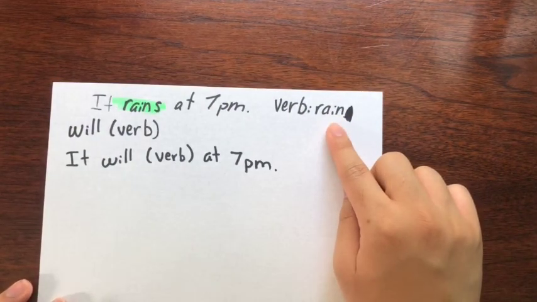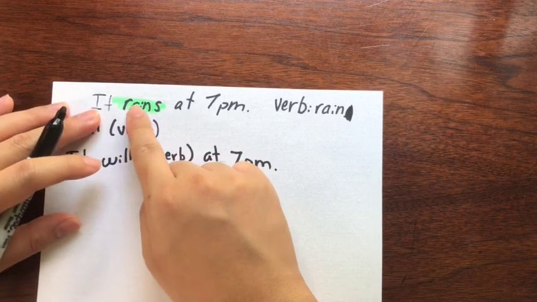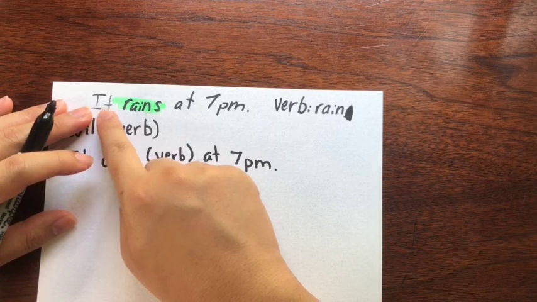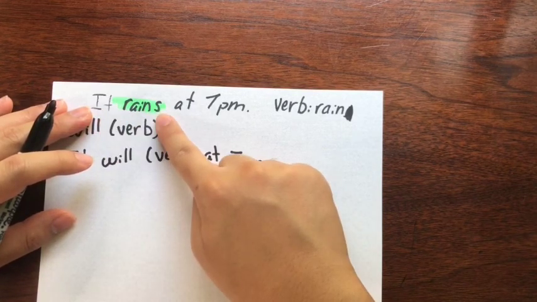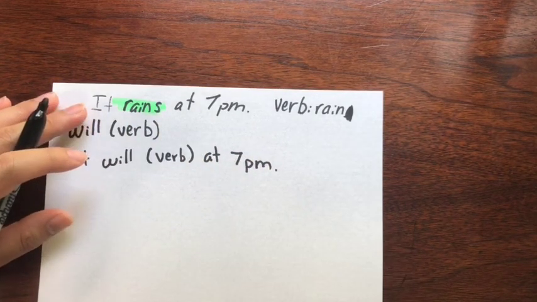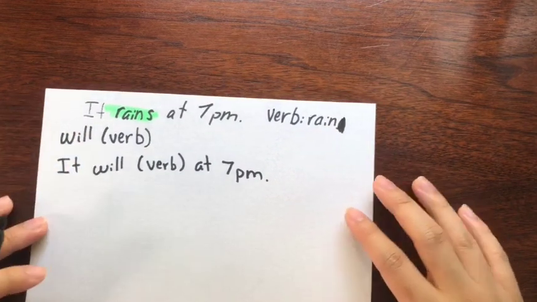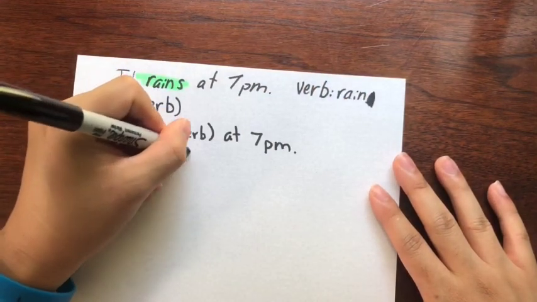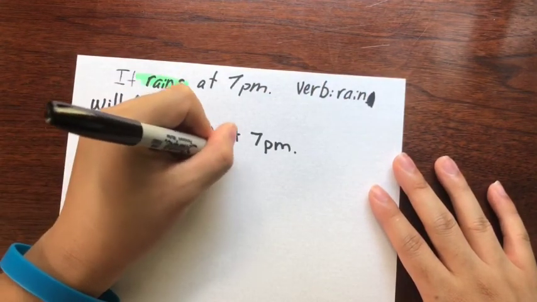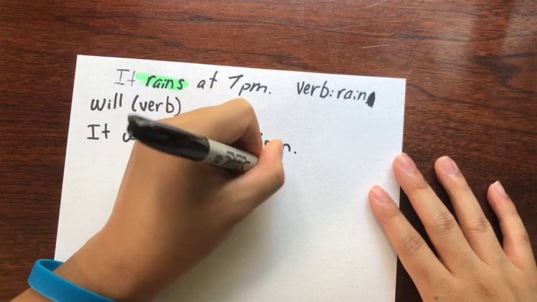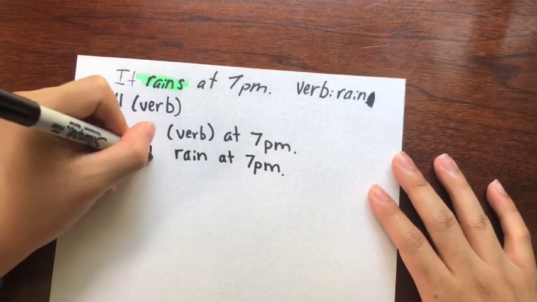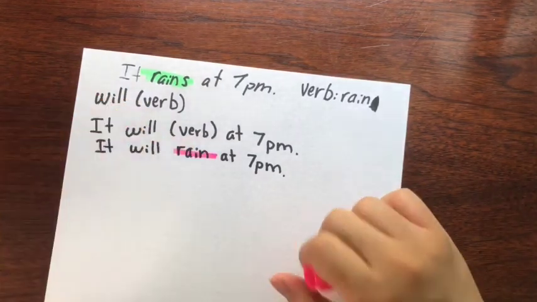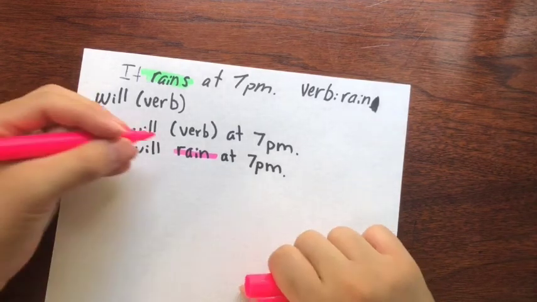The verb is rain. But because this sentence is in present and it's for the word it, remember, he, she, it, we add the letter S to the verb. The regular verb is just rain. Okay? So now we can write rain in for the verb. So we have it will rain at 7 p.m.